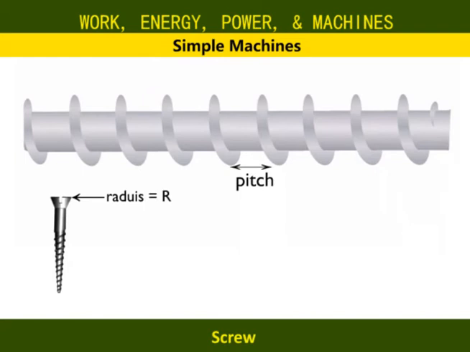The velocity ratio is equal to the circumference of the screw head over the pitch, that is 2πr over p.